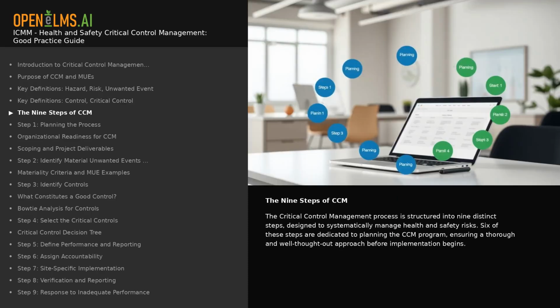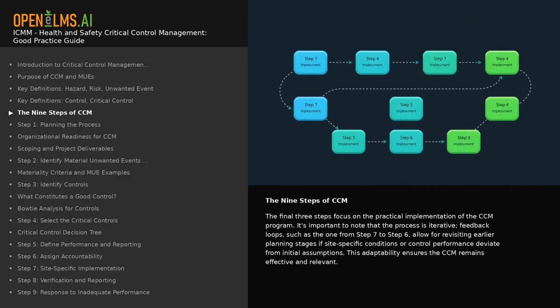The 9 steps of CCM. The critical control management process is structured into 9 distinct steps, designed to systematically manage health and safety risks. 6 of these steps are dedicated to planning the CCM program, ensuring a thorough and well-thought-out approach before implementation begins. The final 3 steps focus on the practical implementation of the CCM program.